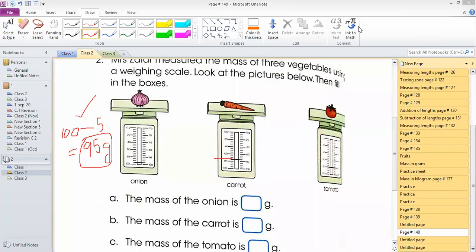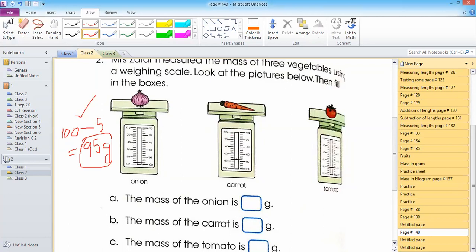I am asking about the mass of carrot, not onion. Okay. Abdul Rahman, very good. Adam Khalid, I am asking the mass of carrot, not onion. Look at here, guys. I tell you again. This is the mass of carrot.